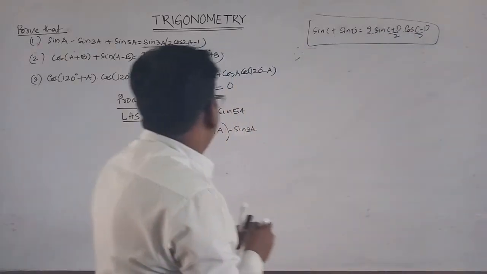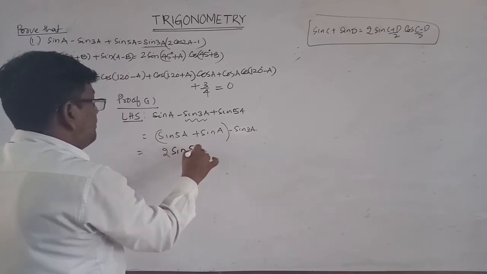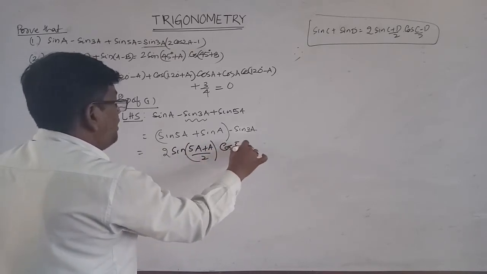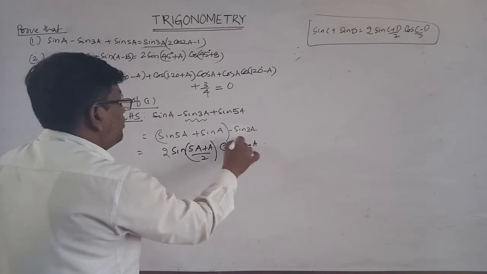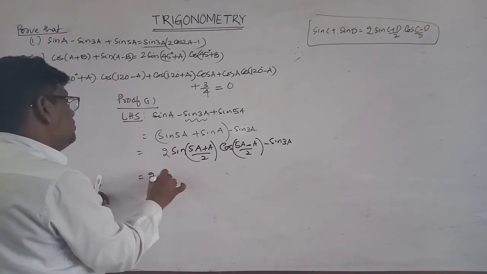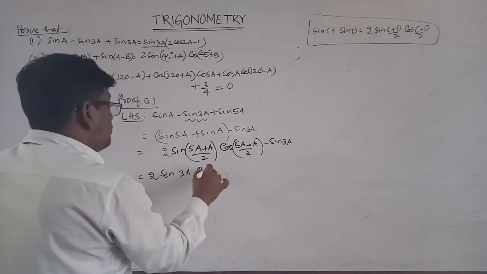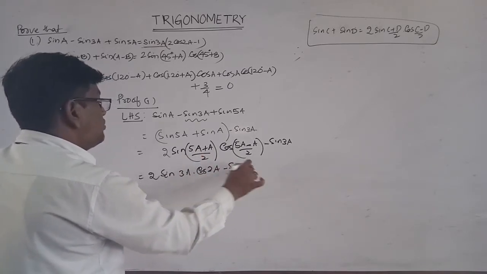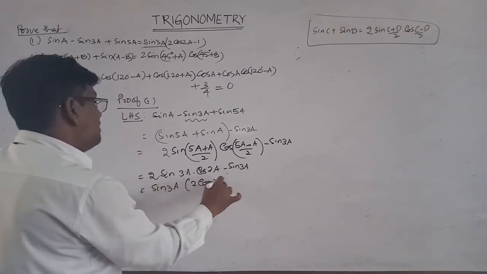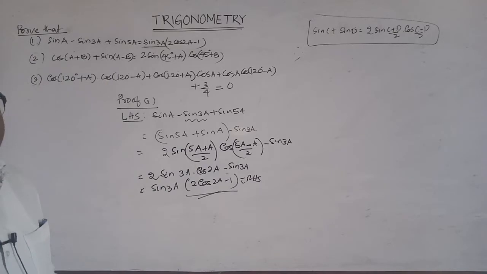That is equal to 2 sin (5A plus A) by 2 into cos (5A minus A) by 2, minus sin 3A. So this is equal to 2 sin 3A into cos 2A minus sin 3A. So this is equal to, take sin 3A common, here 2 cos 2A minus 1. This is RHS.